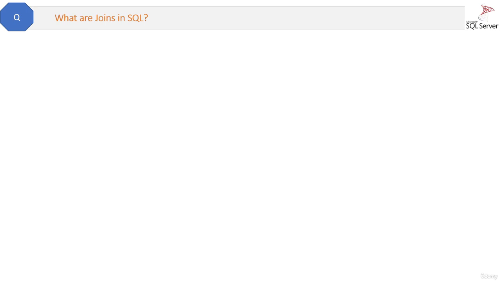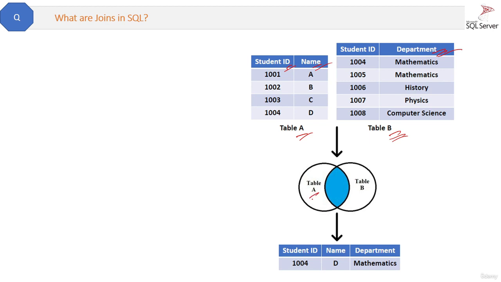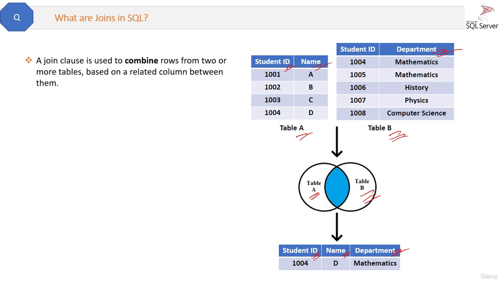What are joins in SQL? This is a very basic question, and my approach is always to start from the basics only. So see, here we have two tables, table A and table B. Now suppose we want to get a result set with student ID, name and department columns all together. For that we will use join. We will join these two tables like this, and finally we will get the desired result like this. So the definition is: a join clause is used to combine rows from two or more tables based on a related column between them. Here in this example, student ID was the related column. Now you are ready with the basics.